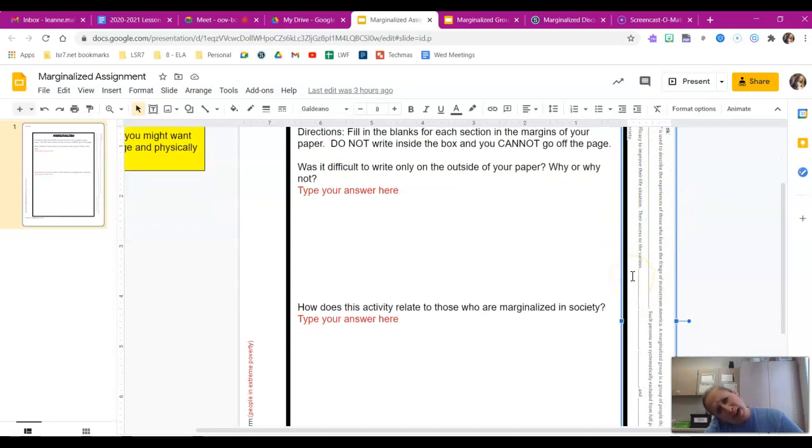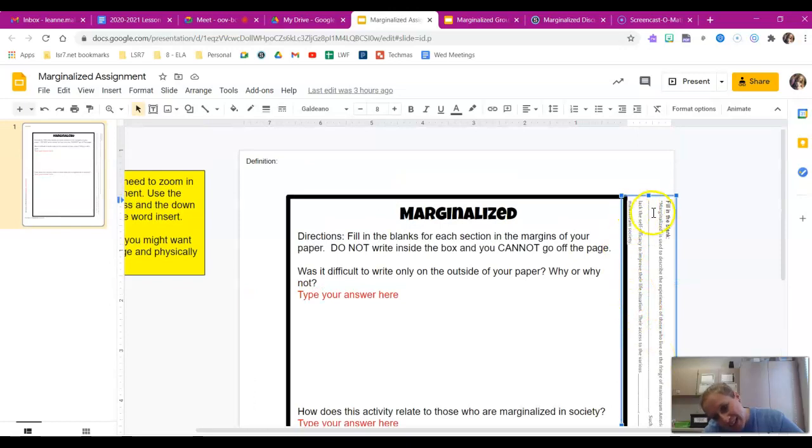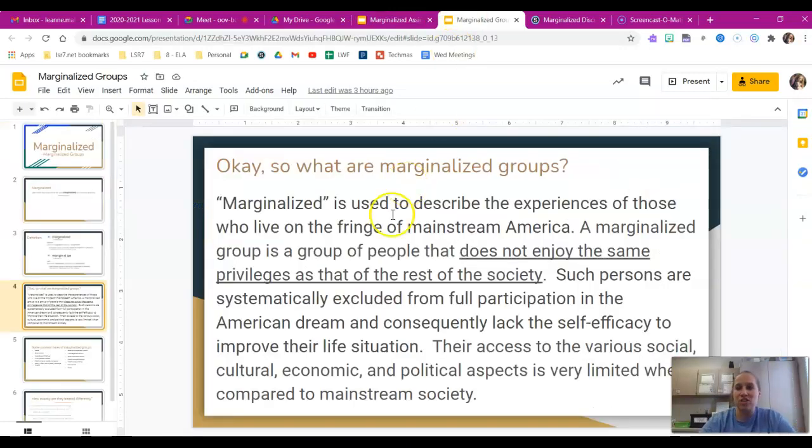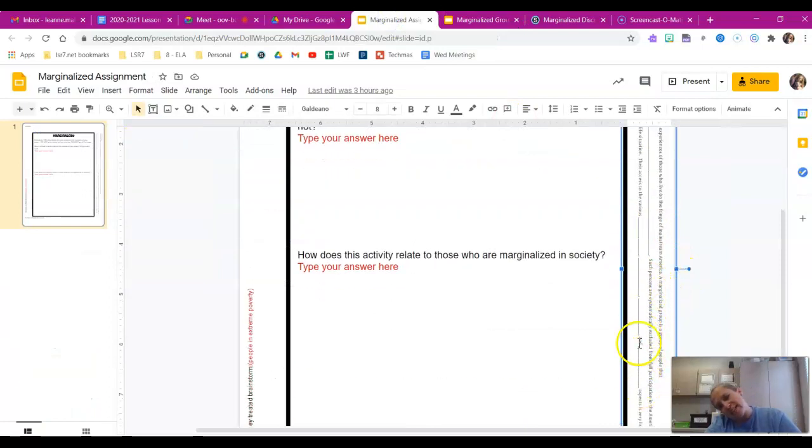Marginalized is used to describe the experiences of those who live on the fringes of mainstream America. A marginalized group is a group of people that, and you'll type right there, okay? So what did this definition say? Marginalized is a group of people that does not enjoy the same privileges as that of the rest of society. Okay, so you'll want to type that right there, and then you'll want to continue to fill in the blanks. What are some of these other blanks based off of that definition?